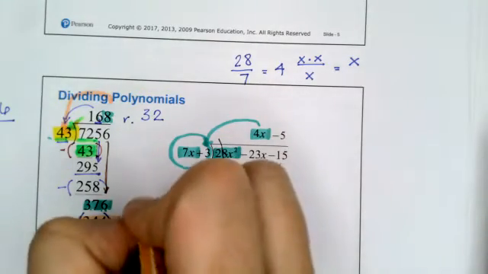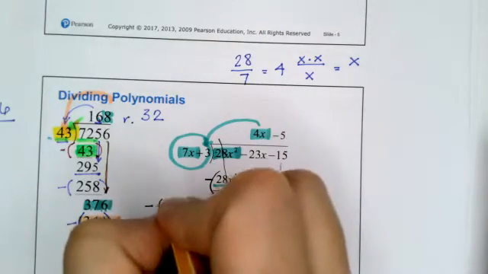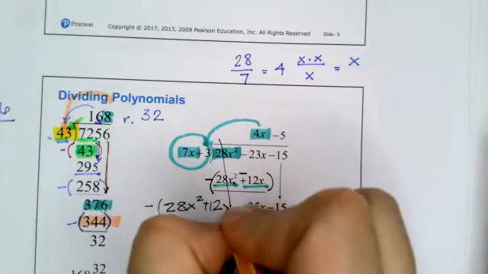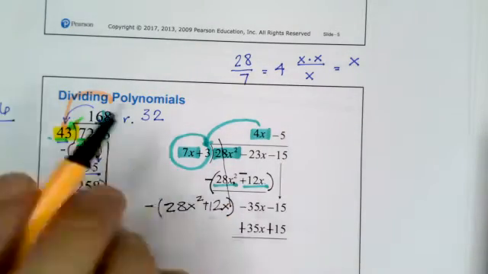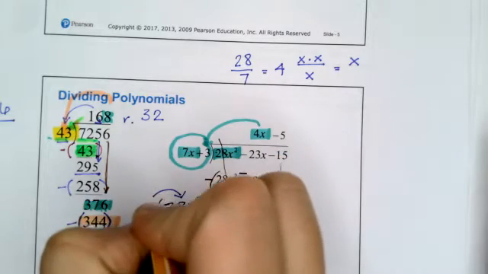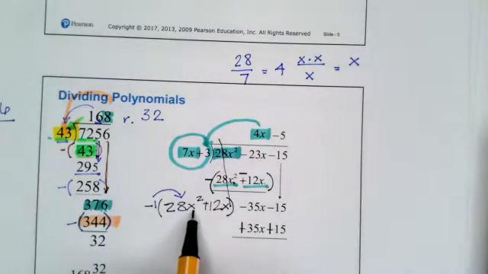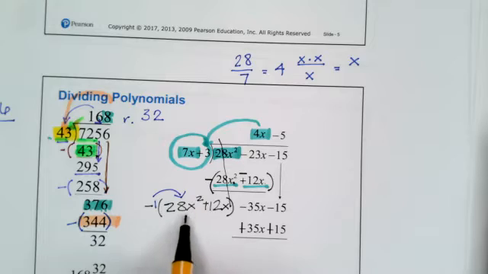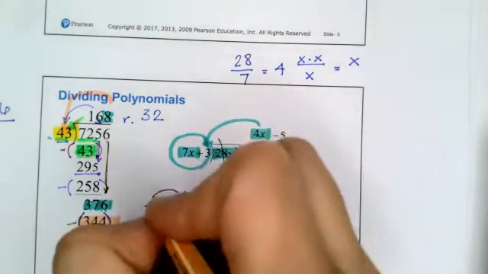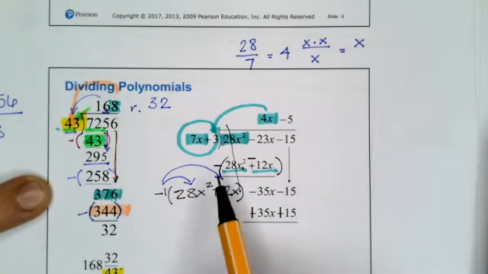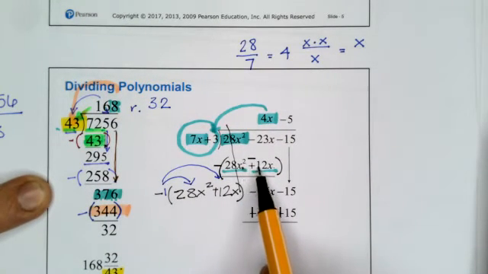Because we are saying that that's a negative 1 times positive 28x squared. We're distributing negative 1 times positive 28x squared and negative 1 times a positive 12x. So they both become negative because of this subtraction, right? So negative 28x squared minus 12x.